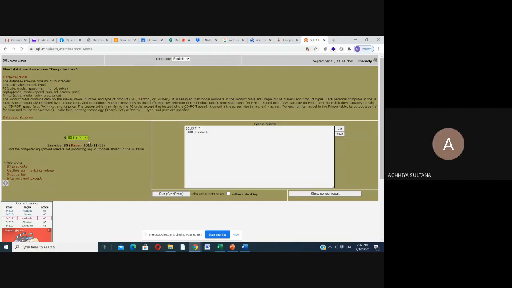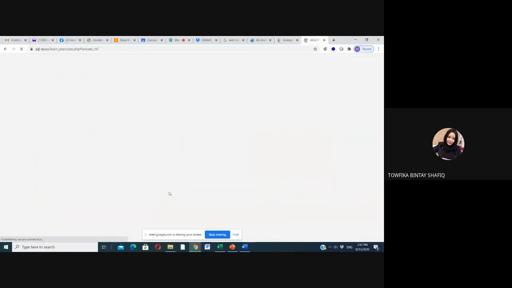Sir, do you have a product table? Who are making the computer parts like keyboards, mouse, etc.? Sir, we have only 3 types of product. One is PC, another is laptop, another is printer. So these are the 3 types of products that are available with us.